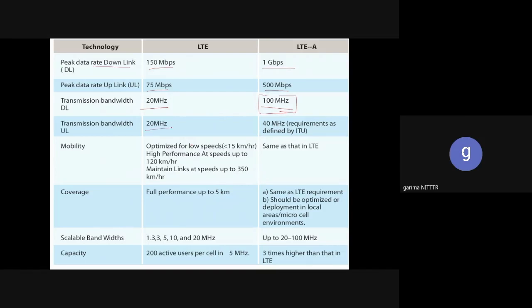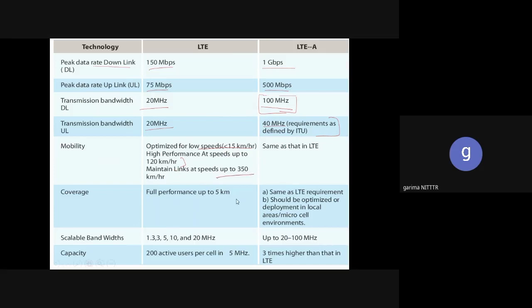Then the transmission bandwidth of 20 megahertz in uplink, as per the requirement of ITU, was shifted to 40 megahertz. Then mobility is a feature which is the same: LTE supported it and LTE Advanced also supports it. LTE is optimized for low speeds, supports high performance at a speed of 120 km per hour, and maintains links at a speed of 350 km per hour.